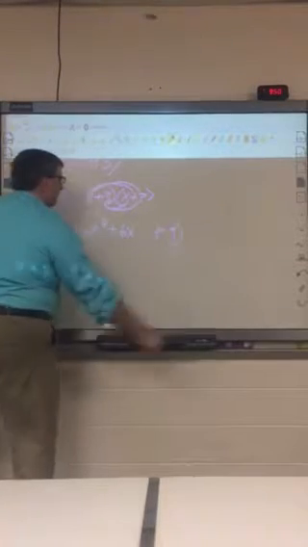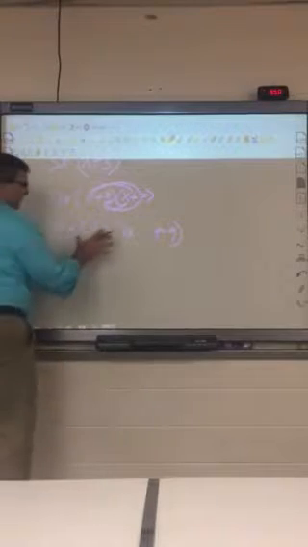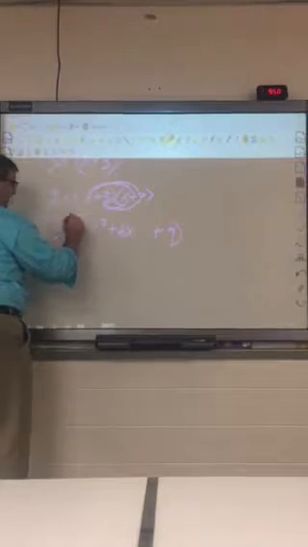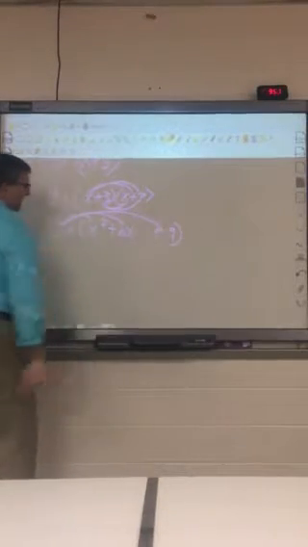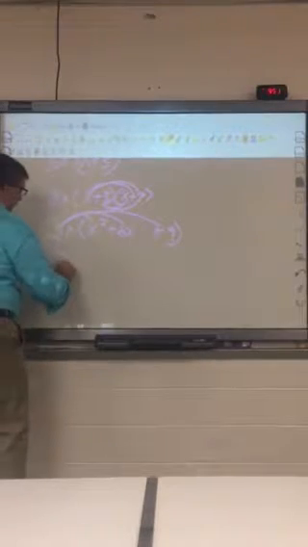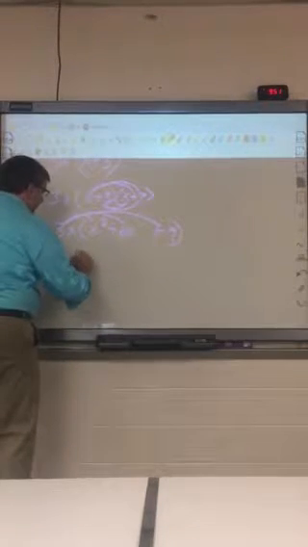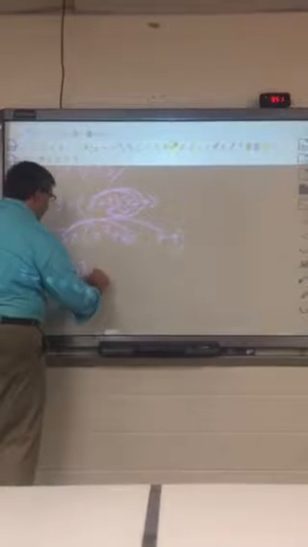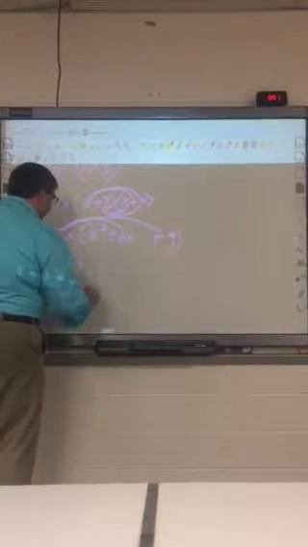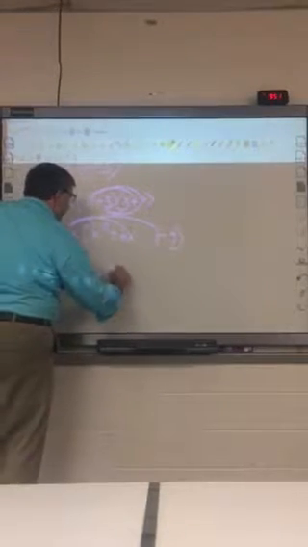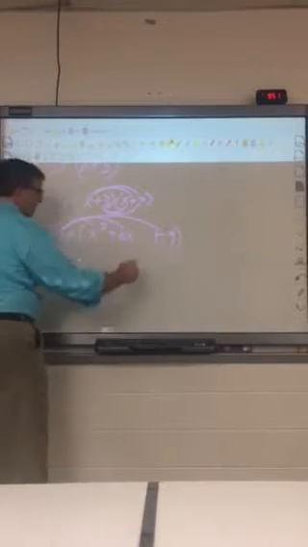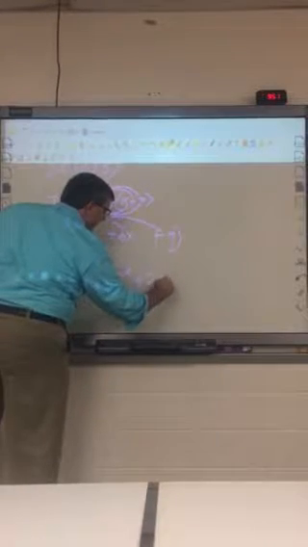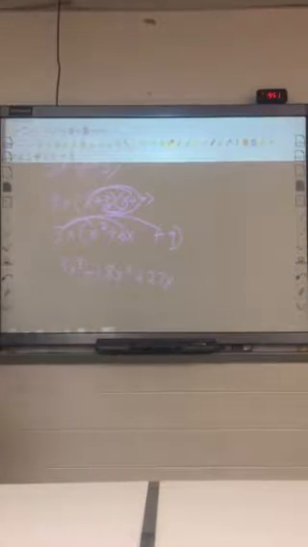For some reason in the middle of my board there's a blank space. Okay, so now once I have this, I can distribute the 3. So I get 3x to the third plus 18x squared plus 27x. And that of course is letter D. Any questions on 1?